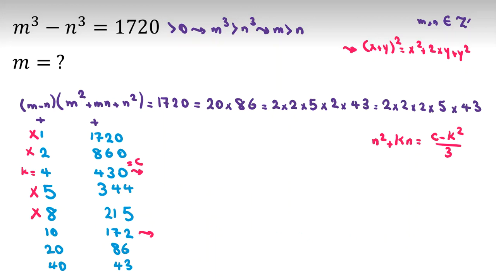Let's check this one. 172 minus 10 squared, which is minus 100. Mod 3, it is 1. So we can't reject this case. Let's check next one. 86 minus 20 squared. And it will be what? The remainder here is 1 when divided by 3, here 14. It is 2. Again, it is bad.